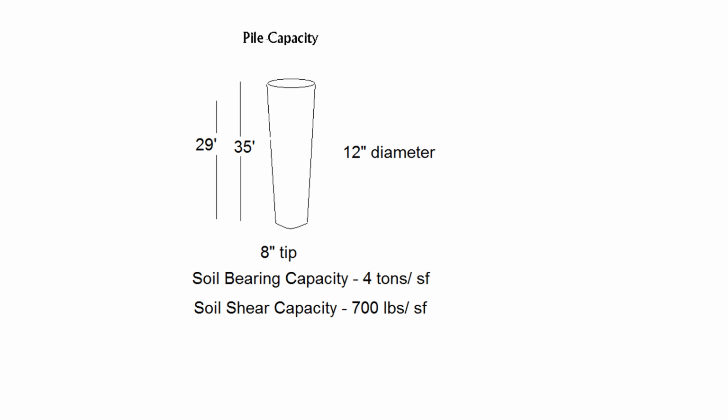If we start talking about inches and then tons and mixing all that up, then our answer is meaningless. So we're going to work in pounds and feet. Square feet is fine as long as it's feet. So we have soil bearing capacity of 4 tons or 8,000 pounds per square foot. We have a soil shear capacity of 700 pounds per square foot.